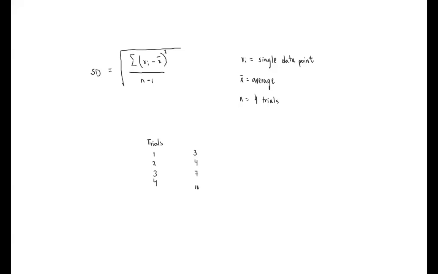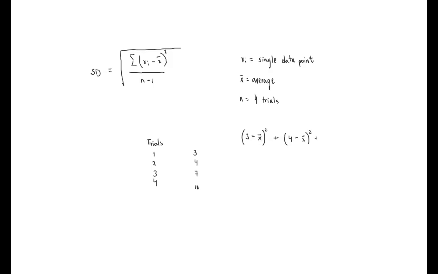Okay, let's start with the first part. We'll start with the top calculation here that I circled. We're going to plug in our single data point, 3 minus our average. I don't know exactly what our average is, but you can calculate that. 3 minus our average squared. Now this is where that sigma comes into play. Sigma means sum of, so that means plus. Then we put in our next one, 4 minus x bar squared.